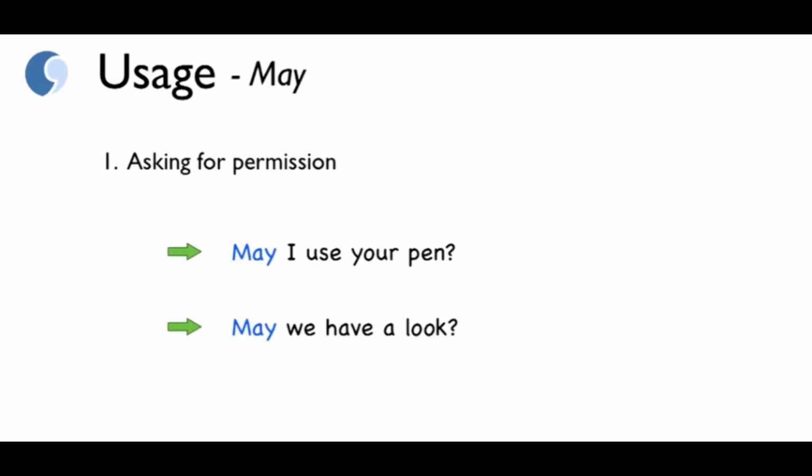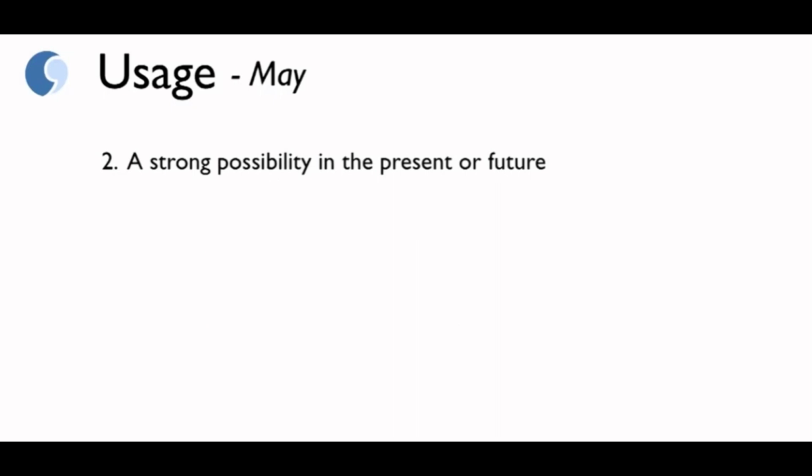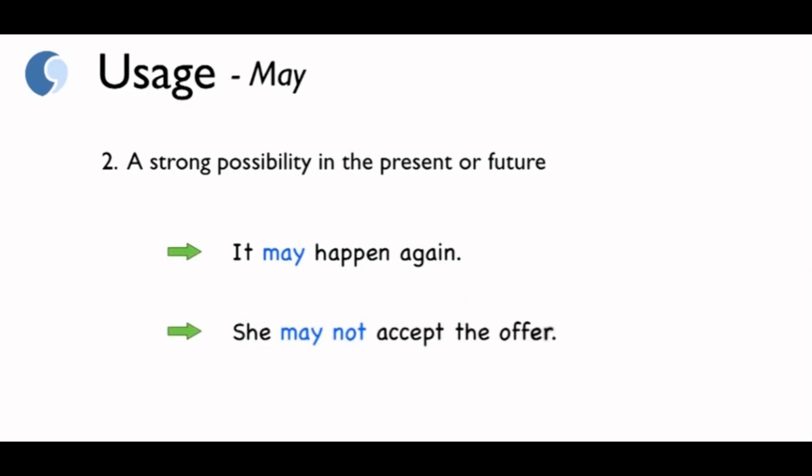And the second usage of may is to indicate a strong possibility in the present or future. Means what is possible, right? And it may happen again. She may not accept the offer. So you are suggesting to somebody that it is possible that it may happen again, or it is possible that when you are offering, she may not accept that offer.